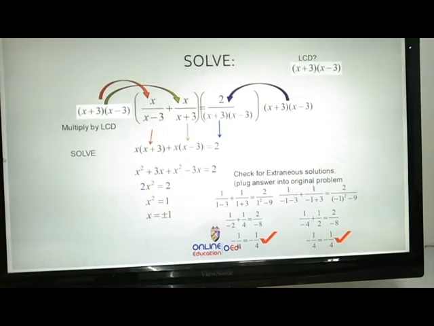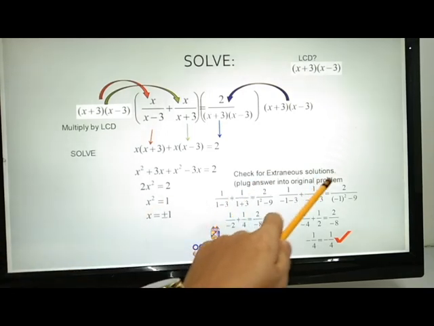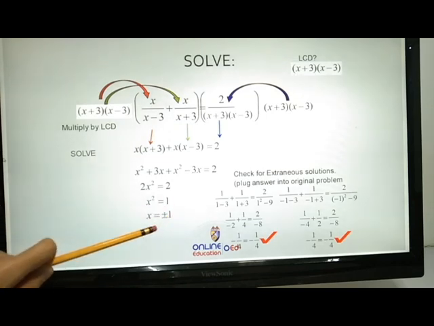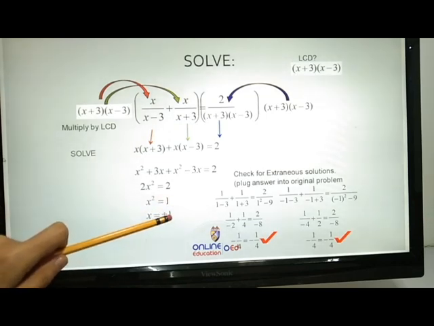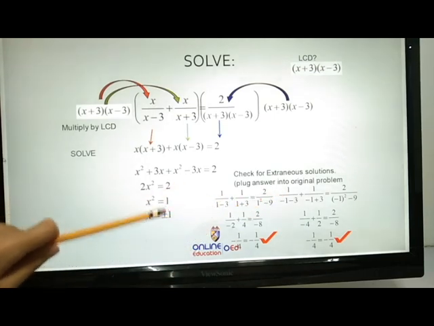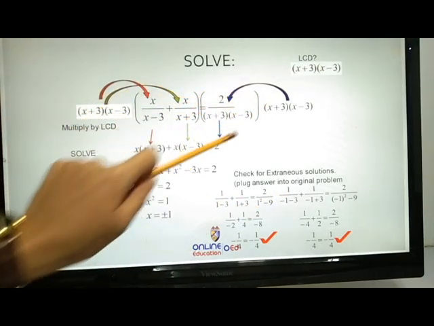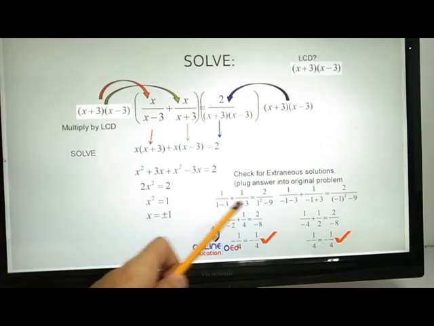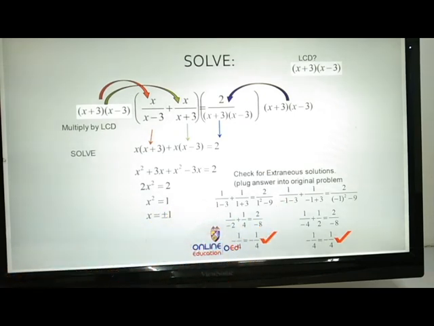Okay? So, check for extraneous solutions. So, plug answer into original problem. So, gagawin mo lang doon, isa-substitute mo lang yung answer doon sa original problem dito. Okay? Substitute mo lang yung sagot. So, we have positive or negative 1. So, you just have to try positive 1 or negative 1. Okay? So, that's it.